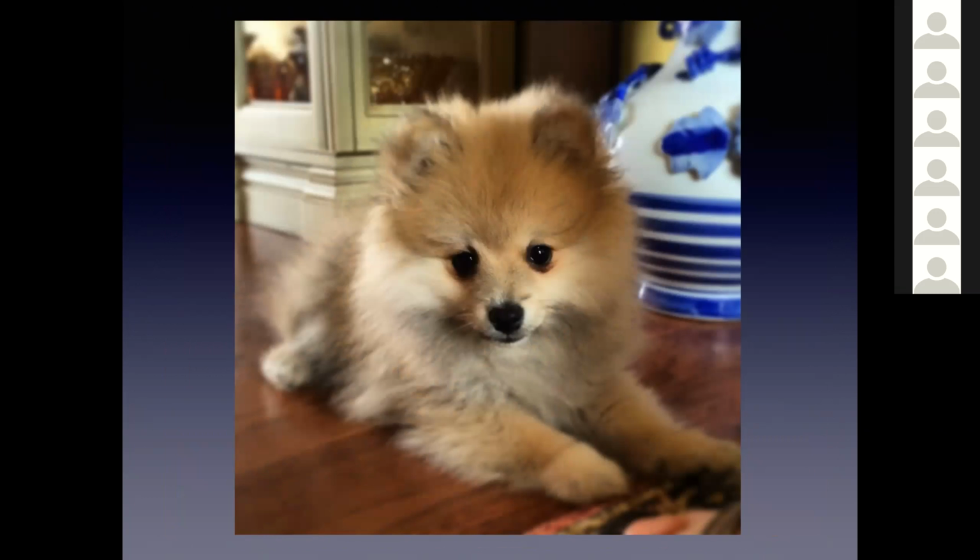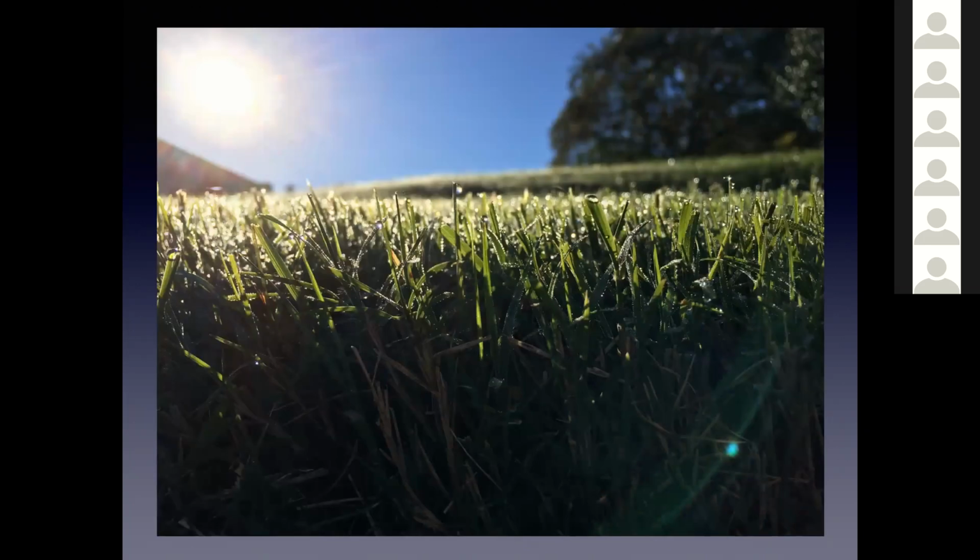And again, there's a lot of luck in here, folks, because that puppy sat still long enough for me to take that shot. You have to be quick on the draw to get shots with animals. Get down. This is the grass. This is just a shot.